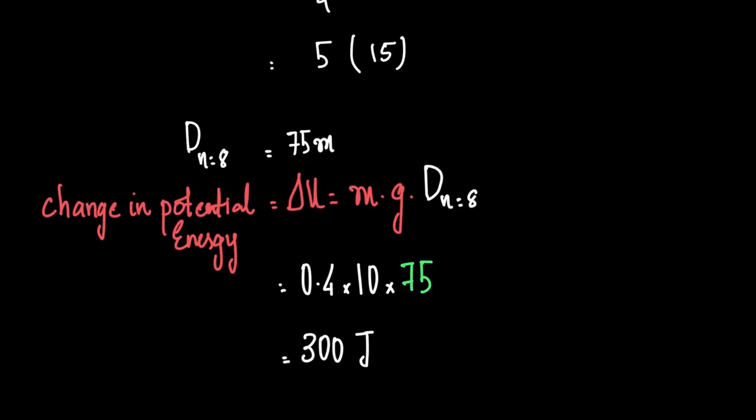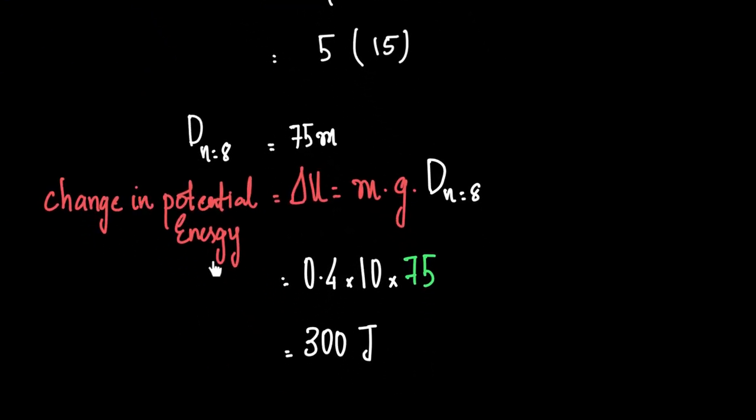Now, what will be the change in potential energy? The change in potential energy in the last second would be equal to delta U, which is equal to m into g into the distance in the last second, which is 75. 75 into 0.4 into 10 is 300 joules.